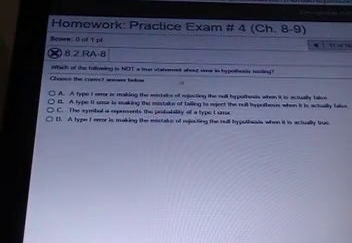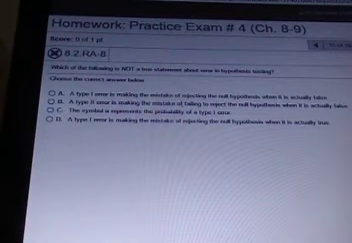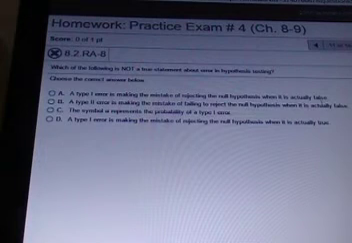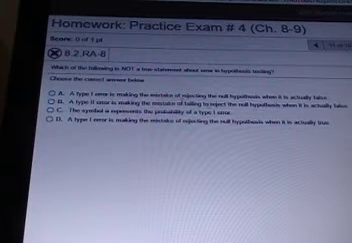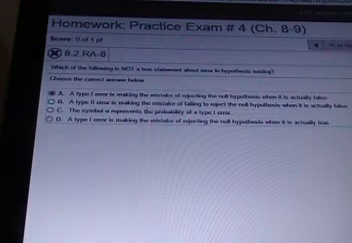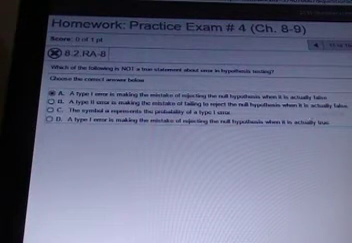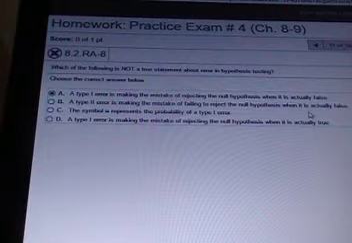Which of the following is not a true statement about error in hypothesis testing? A type 1 error is making the mistake of rejecting the null hypothesis when it's false. No, remember routine for fun? Routine: reject a true null. Fun: not rejecting a false null. A type 2 error is making the mistake of failing to reject the null when it's false. There's the "for fun." Routine for fun, failing to reject a false null. That is exactly what a type 2 is.